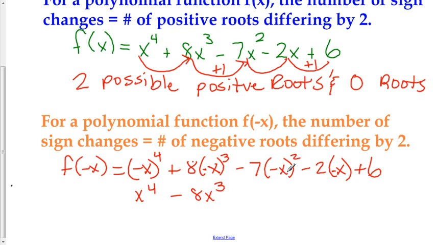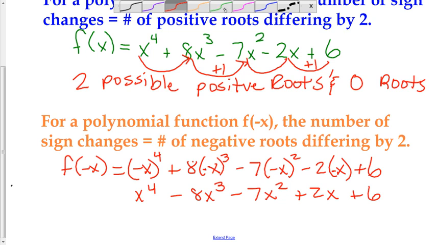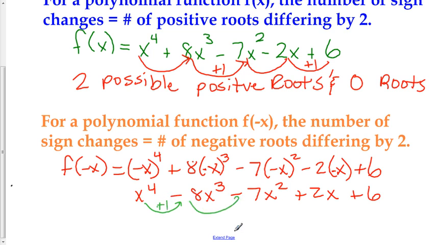Negative x squared would be x squared. That still stays a negative 7x squared. And that would be plus 2x plus 6. Now we would look at the number of sign changes here. Changes from positive to negative, so that's 1. Negative to negative doesn't do anything, but negative to positive does, so that's 2. And then positive to positive isn't, so then there are 2 again.